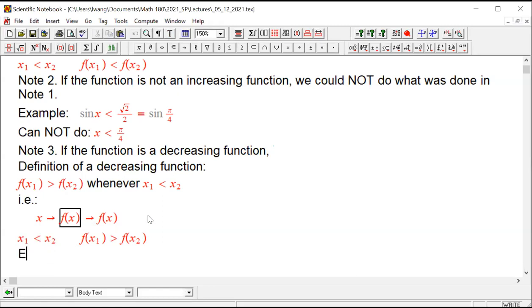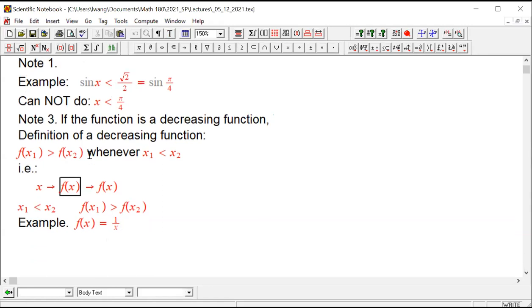Okay, for example, the function 1 over x is a decreasing function. You're actually going to use this function quite a lot in calculus classes. Sometimes you use a subset of this function. I mean, not just one calculus class, multiple calculus classes.